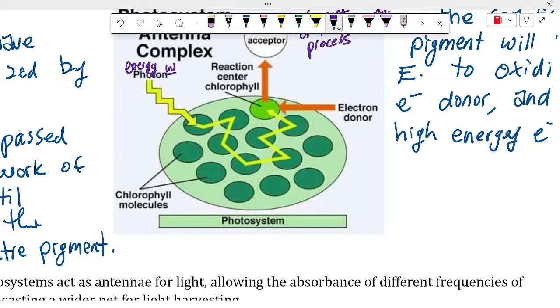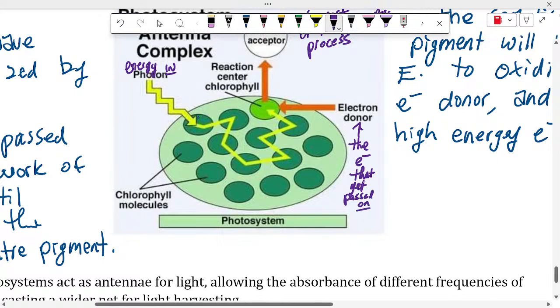Does that make sense? So this job is to capture a photon and then use the energy from that photon to steal electrons. All right? These are the electrons that actually get passed on. The electrons here are the ones that start moving, but we're going to steal their energy and actually use them to pass these electrons on. Because if we gave the actual photosystem's electrons away, what would happen?